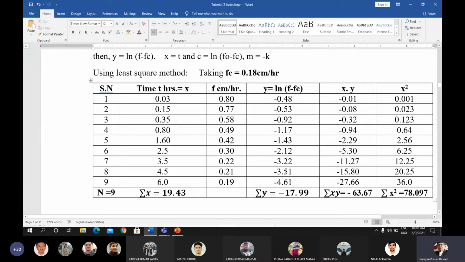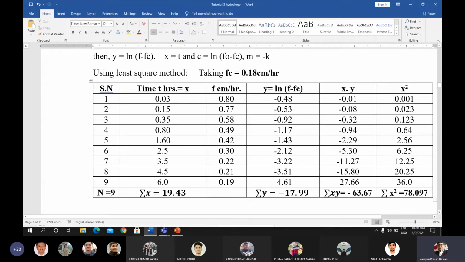You will get these values of y as negative values, and add up all these values, which gives the summation y. Add up all these y values, you can get the summation y. And if you add all these x values, you will get the summation x. Now we need the xy also.